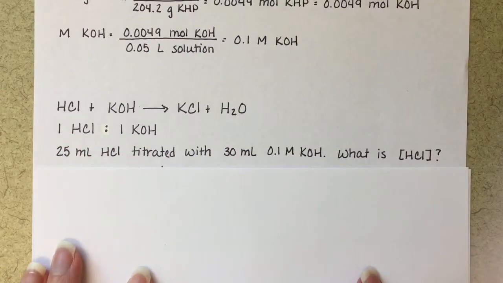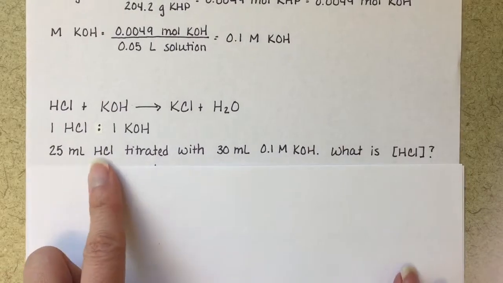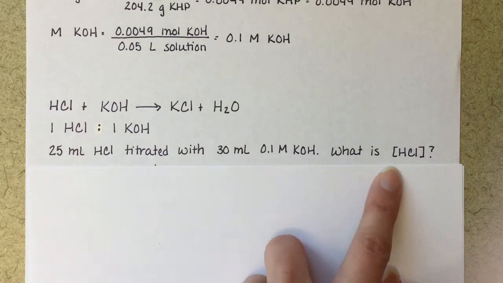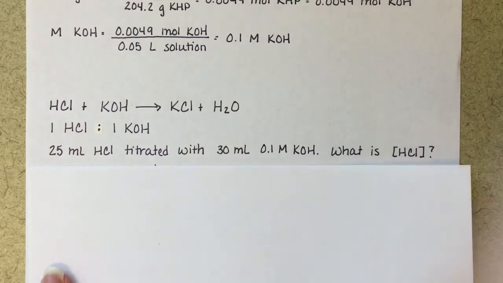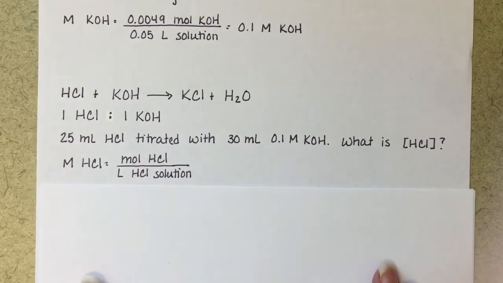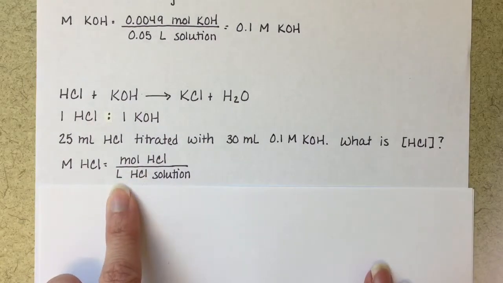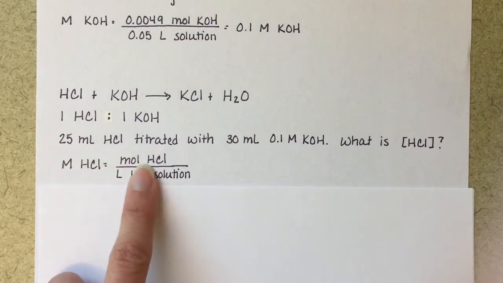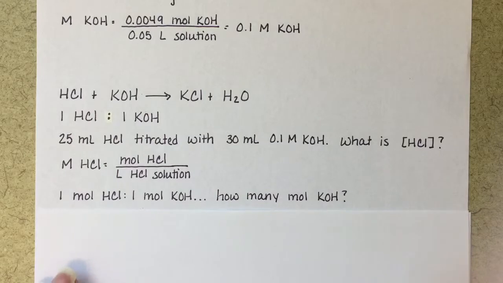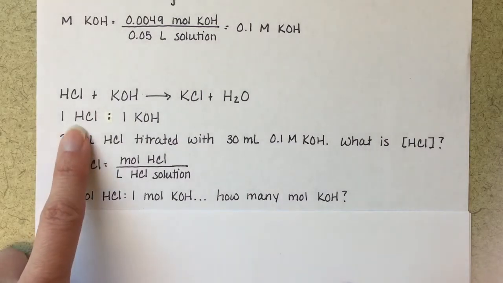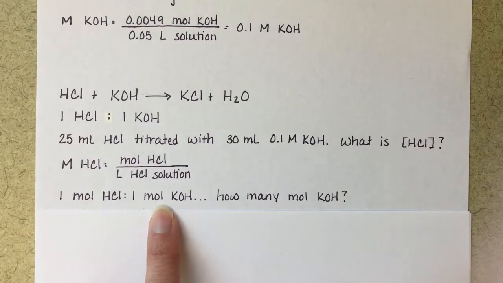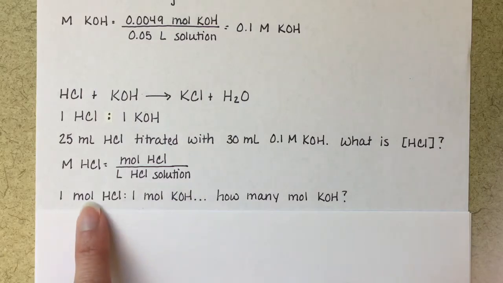This problem is very similar to question 4 of your pre-lab. 25 milliliters of HCl are titrated with 30 mL of 0.1 molar KOH, and we want to know what the molarity of the HCl solution is. Again, the molarity is moles per liter, and just like in the previous problem, we know the volume of the HCl solution, 0.25 milliliters, but we don't know the moles. We do know the relationship between moles of HCl and moles of KOH, and we have the ability to figure out the moles of KOH. If we can calculate the moles of KOH, we will know the moles of HCl.